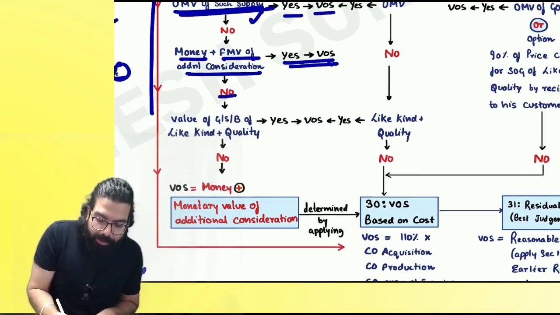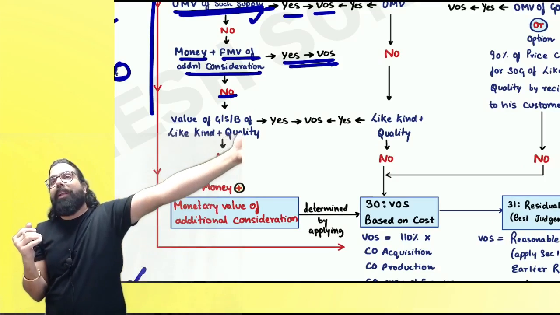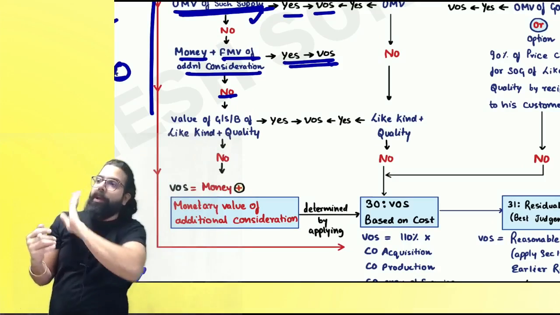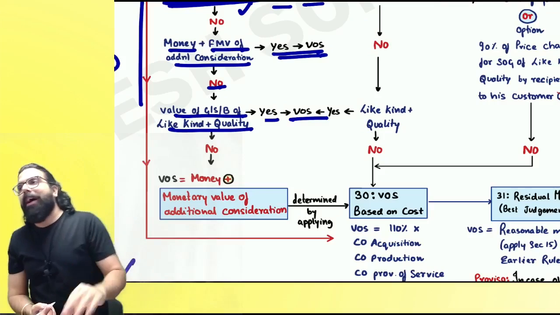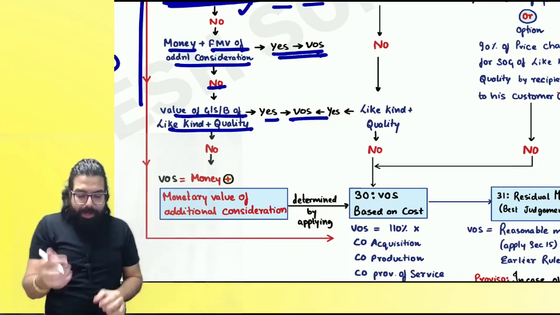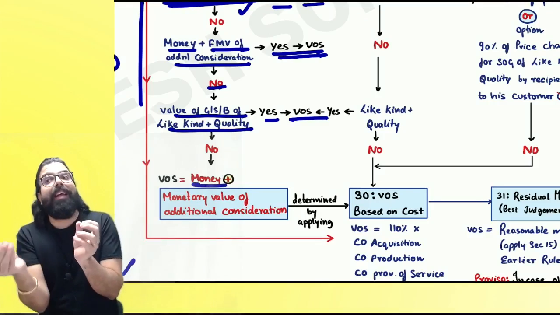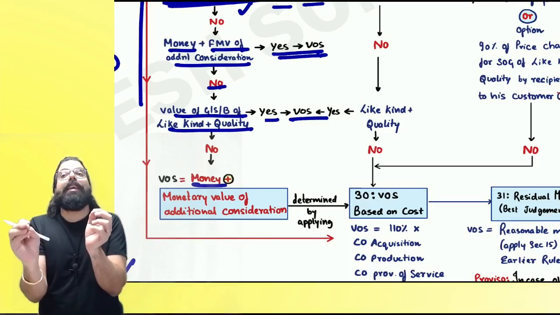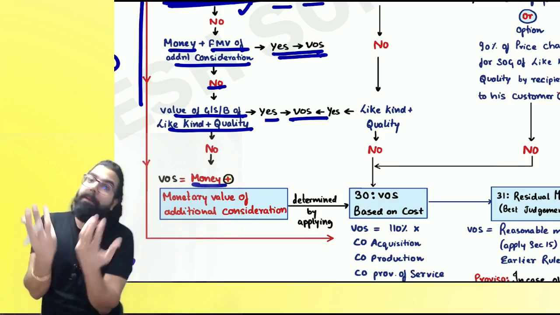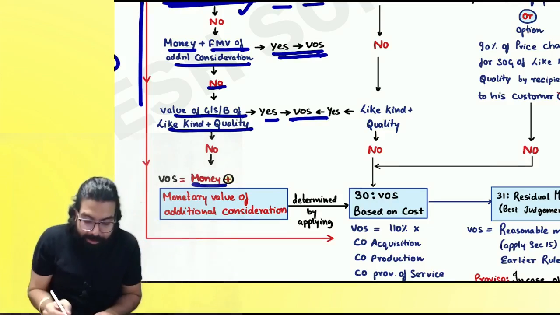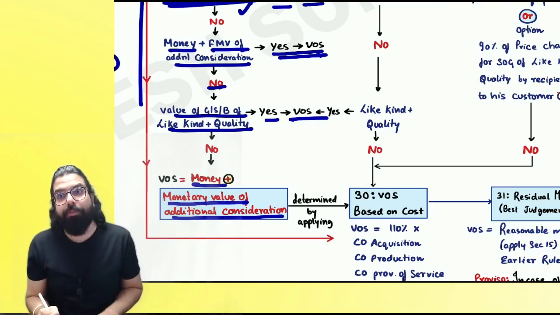If that is not possible, then whatever supply I am giving him, if someone else is giving the like kind and quality, that value will be adopted for me. Like kind and quality value will be taken as the value of supply. Sir, if that is also not there, he gave me money. So money is money: 5,000 rupees plus the additional consideration which he gave me. If its fair market value is not available, say he gave me something antique whose fair market value is not available, then they are telling that the monetary value of the additional consideration, you will have to find out.